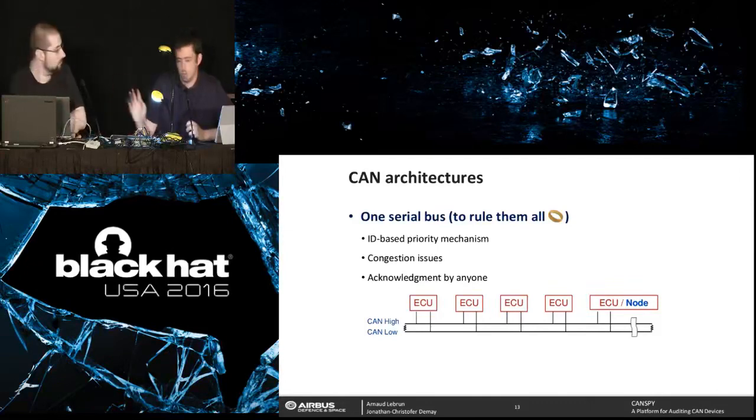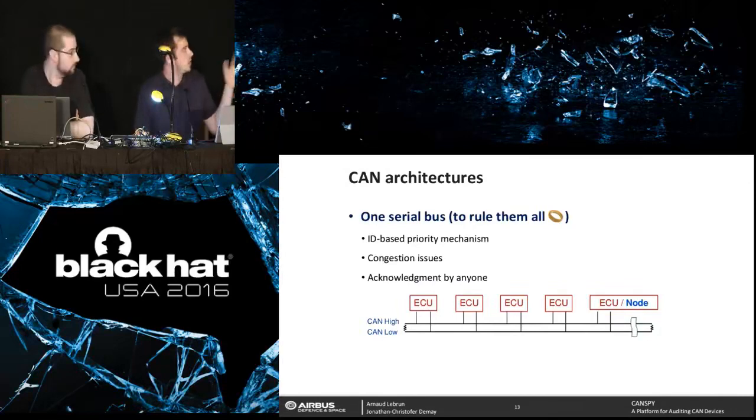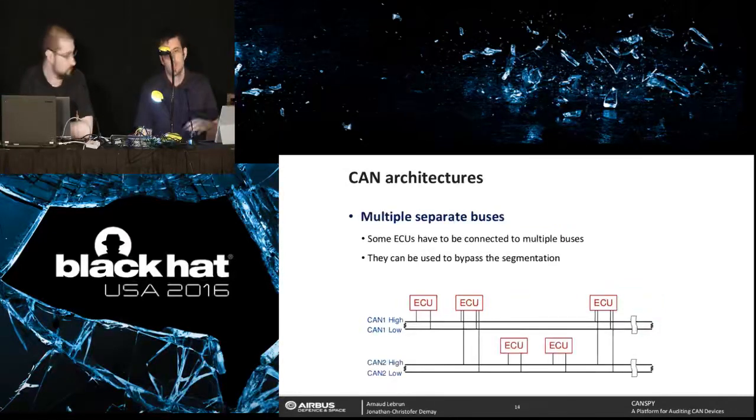Yeah, and even if it's the simplest architecture, this is not really what you will find in a car. As I said earlier, on a car you will have several CAN buses that segment everything. So multiple separate buses. So this is one example. You have several ECUs. Some are only on one bus. Others can be on two or more buses. So if you think as an attacker, what you will focus on is the ECUs that are on several buses, and you can maybe use them as a bridge to reach the critical ECU you want to.